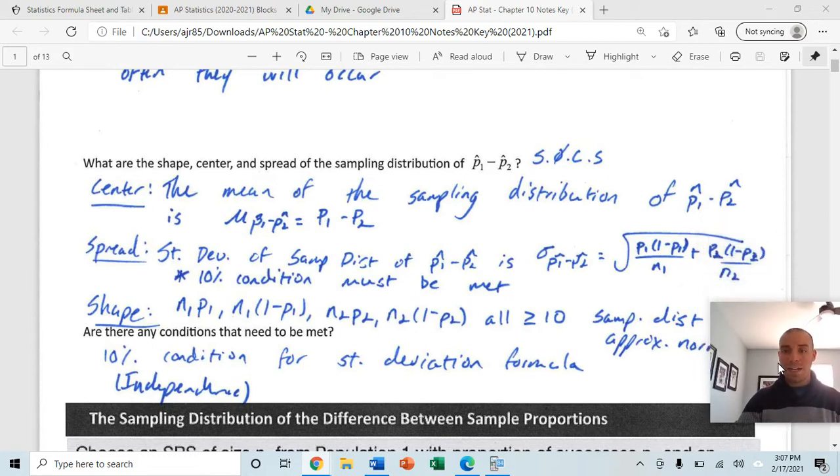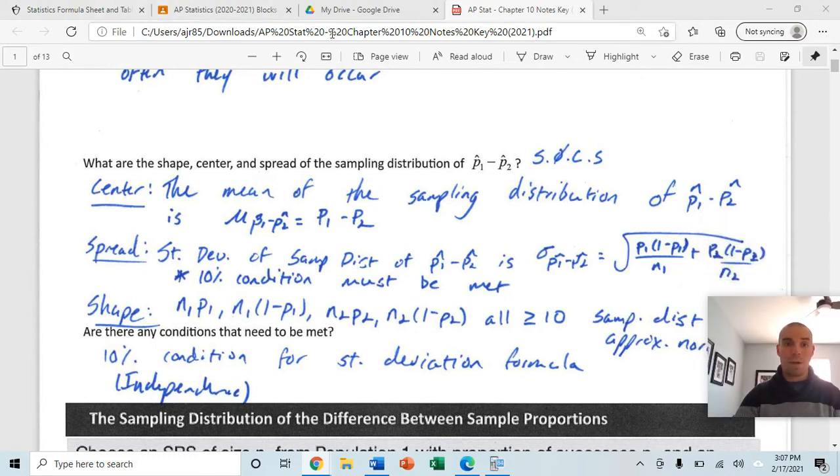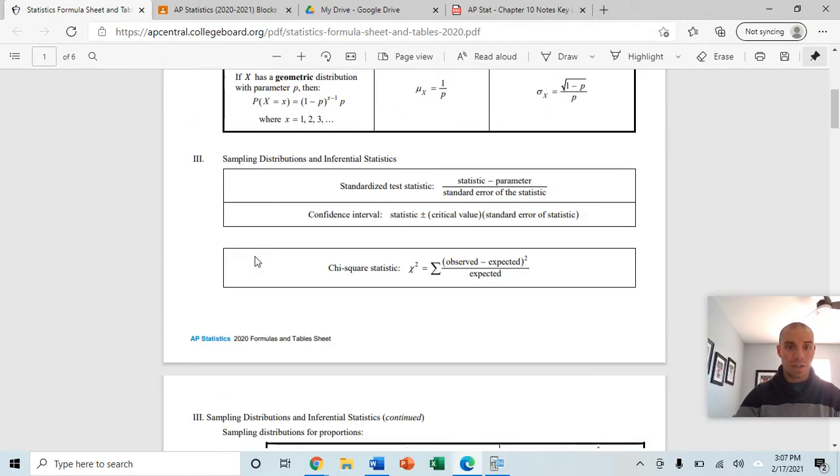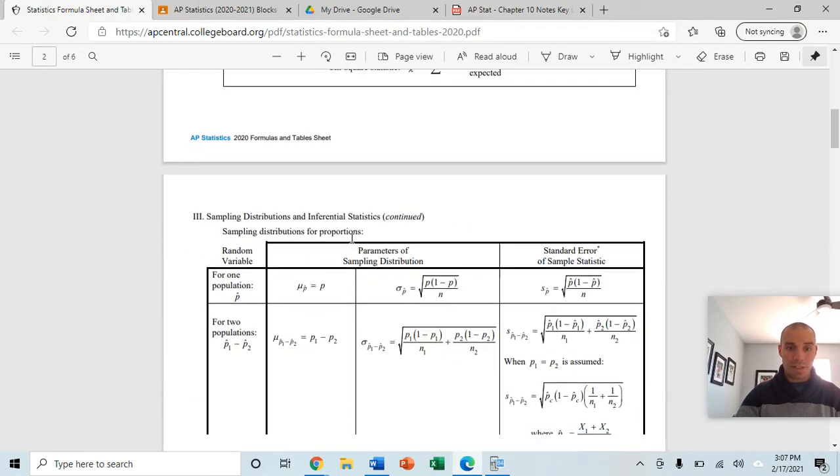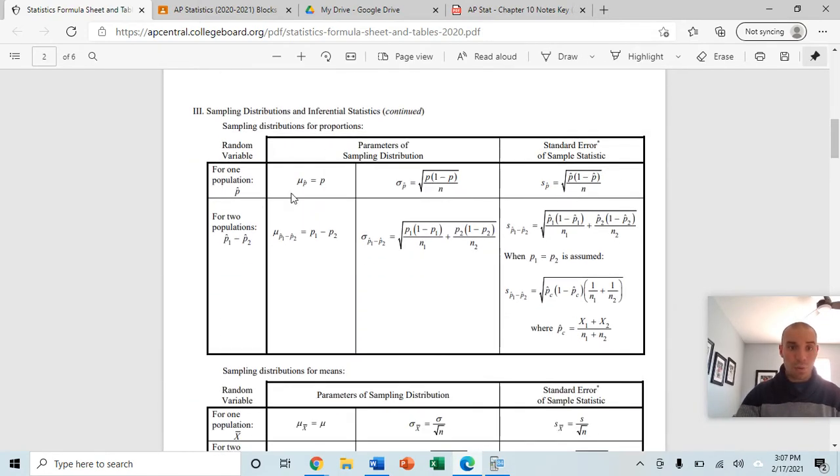The standard deviation of the sampling distribution, this is a long formula, but don't worry, it is on the formula sheet. So if we go to sampling distributions, and everything we've been doing is for one population, now we're talking about two populations, here's that formula right here, okay? And here's that formula we just saw, the mean of the sampling distribution. Here is the standard deviation of the sampling distribution, which is on the formula sheet for you to use.